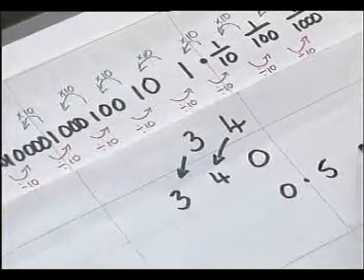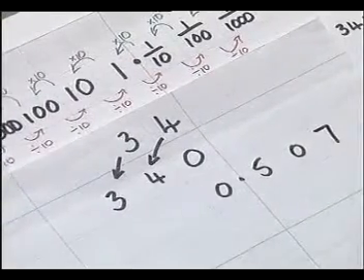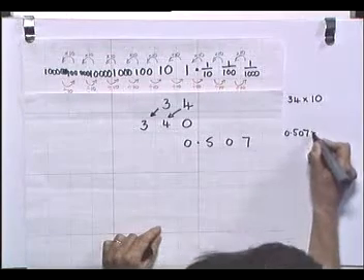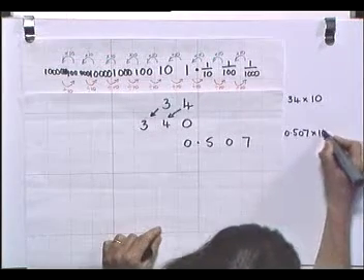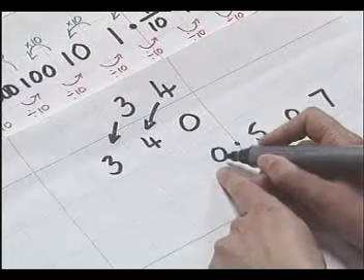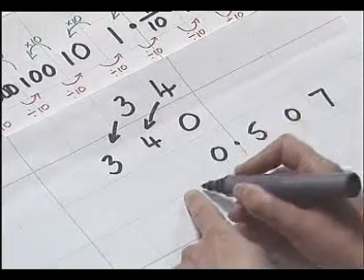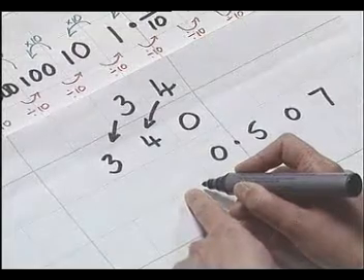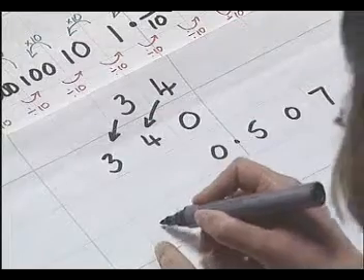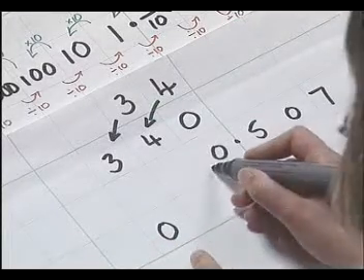Let's have a look at another one. This time 0.507. And this time, let's multiply by 100. Well, let's have a look at this 0. If we multiply it by 10, it moves to the tens column. If we multiply it by 10 again, it would move to the hundreds column. I'll just write it in for the moment.